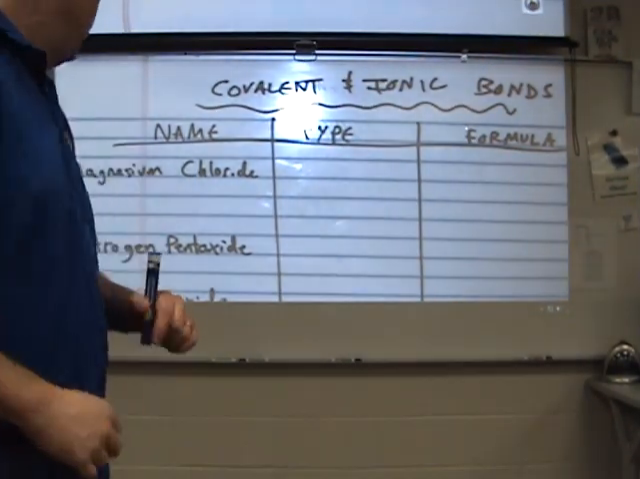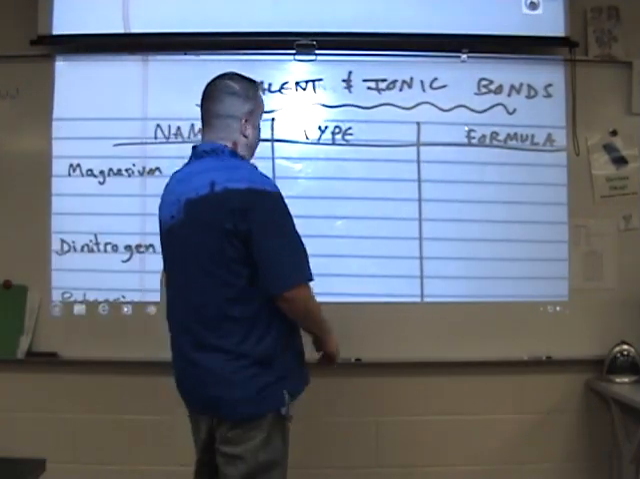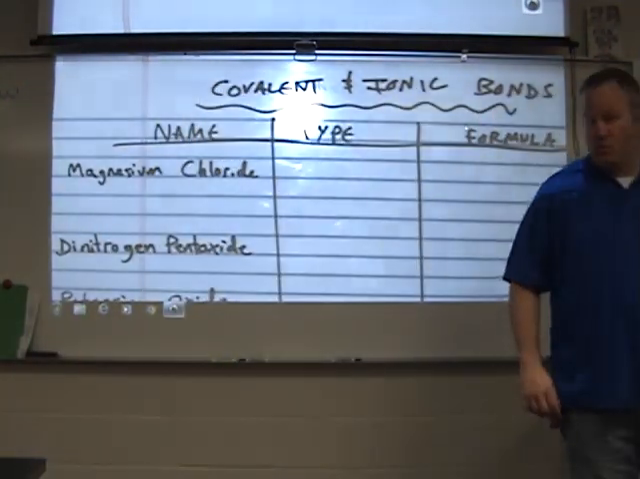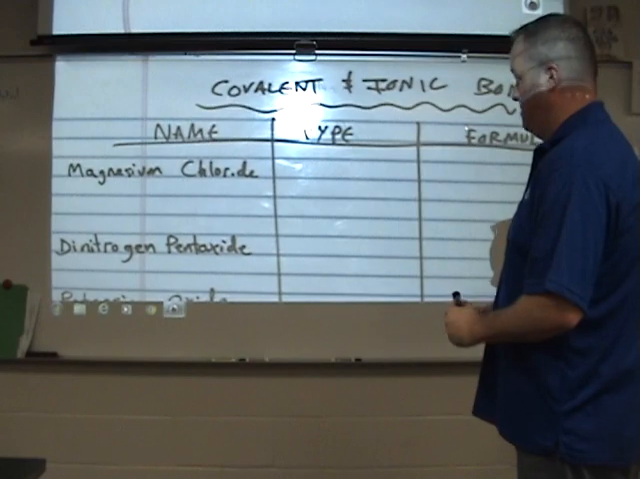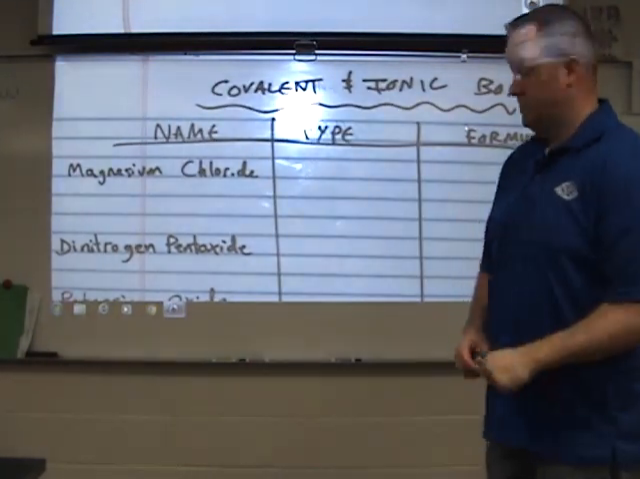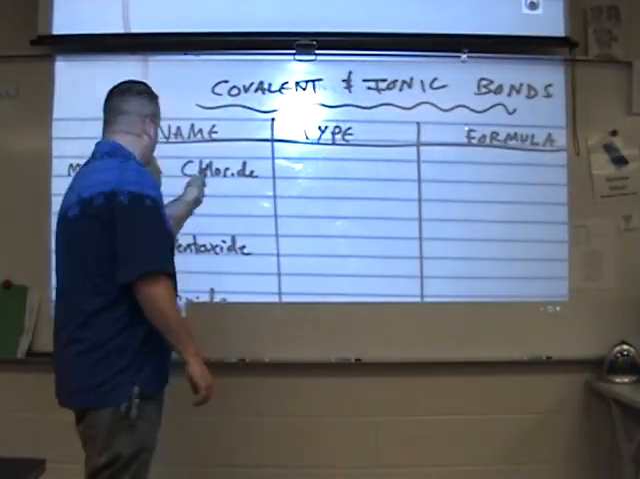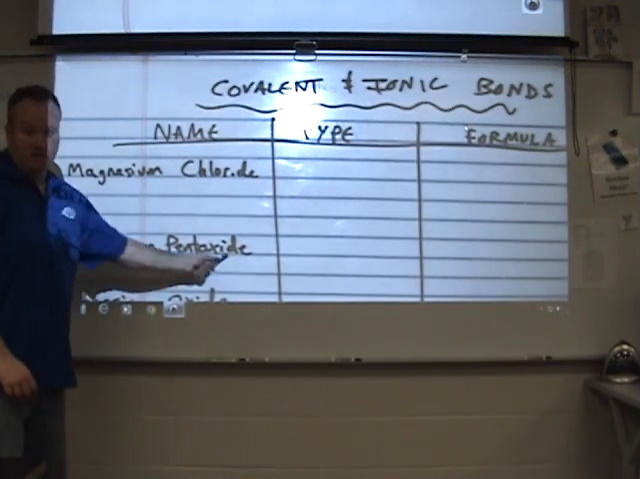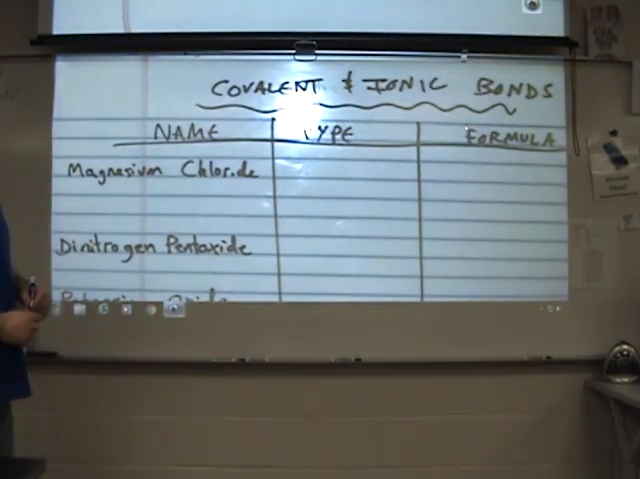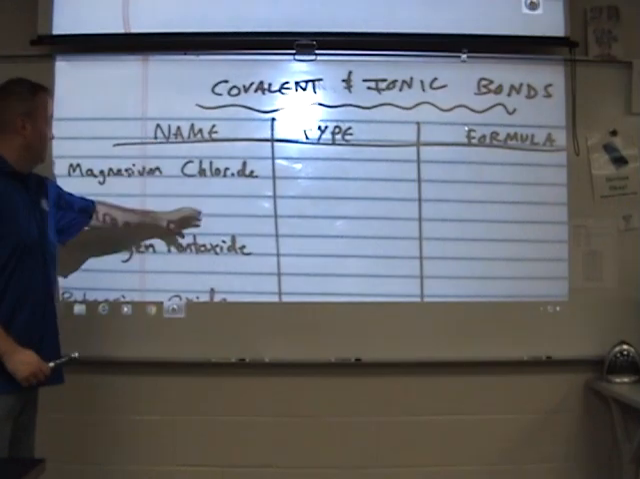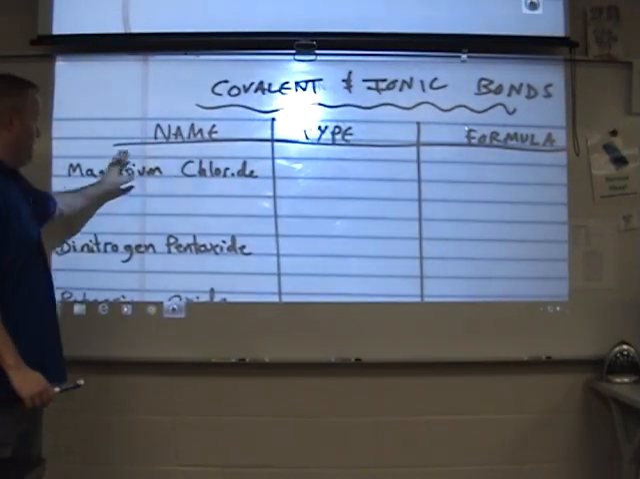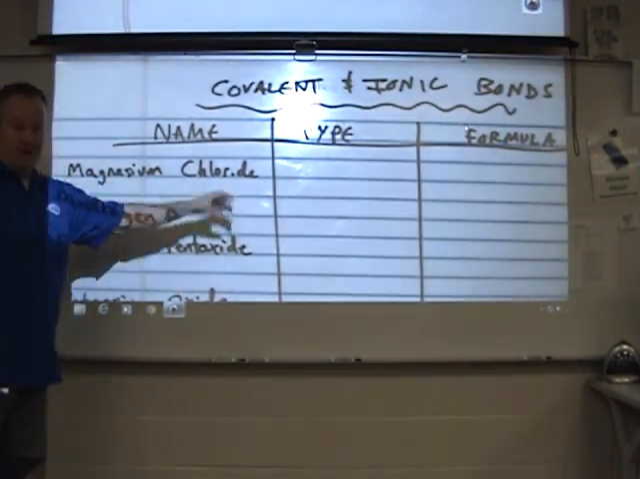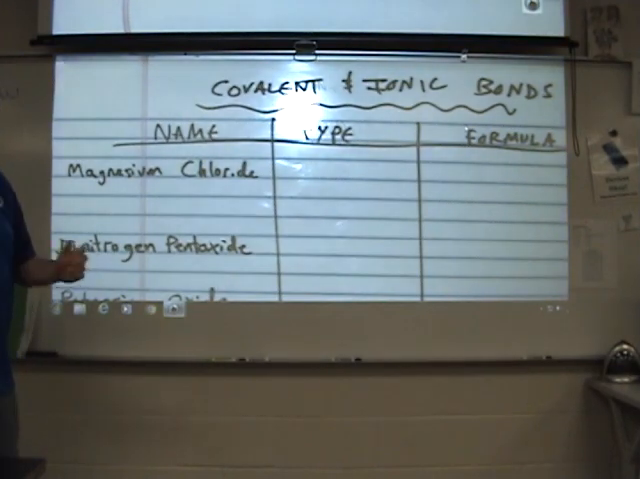Okay, so we're going to discuss the differences between covalent and ionic bonds, and we want to show ways to name them and to write the formulas. So here I have magnesium chloride, and then I have dinitrogen pentoxide. When I look at this, I need to ask myself, what kind of a bond is this? What kind of a compound is this?